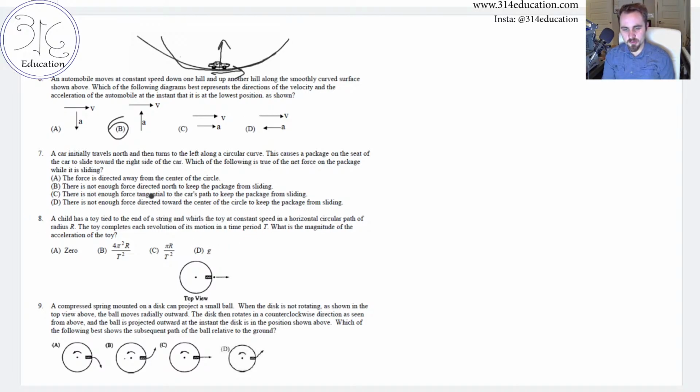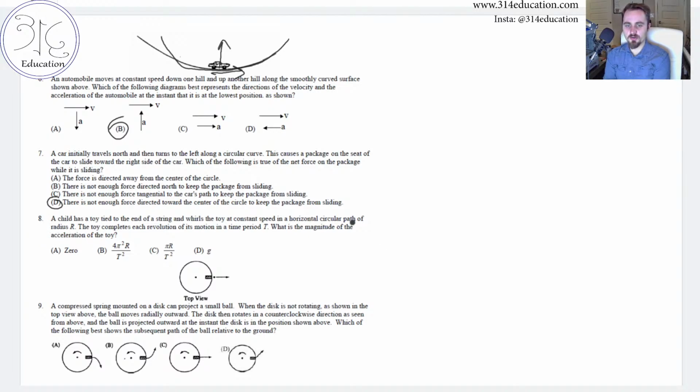Oh, okay, I didn't read our options here. Our options would be not enough force directed towards the center of the circle. Would that be north? If it's traveling north and turning left, we would want the force not directed north, but to the center of the circle, not in the tangential direction, and we wouldn't expect the force to be directed away. There's a net force probably still pointing inwards, but it's not enough force directed towards the center of the circle, and so the package slides.